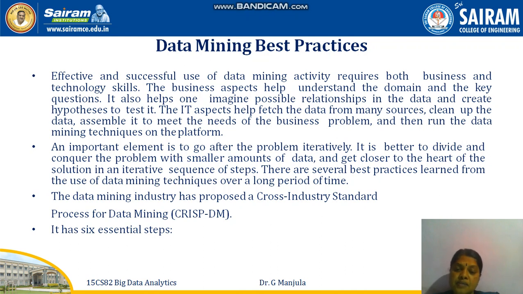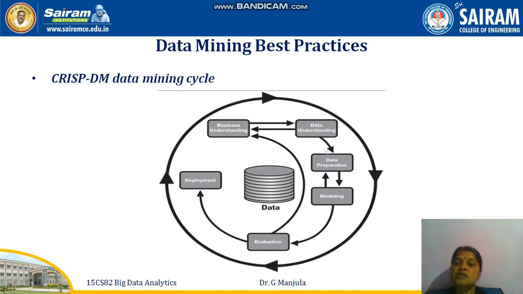Now the data mining industry has proposed one method called CRISP, that is, the Cross Industry Standard Process for Data Mining. Now we are going to study the 6 essential steps of data mining. This is the CRISP data mining cycle. Here we can see the diagram.